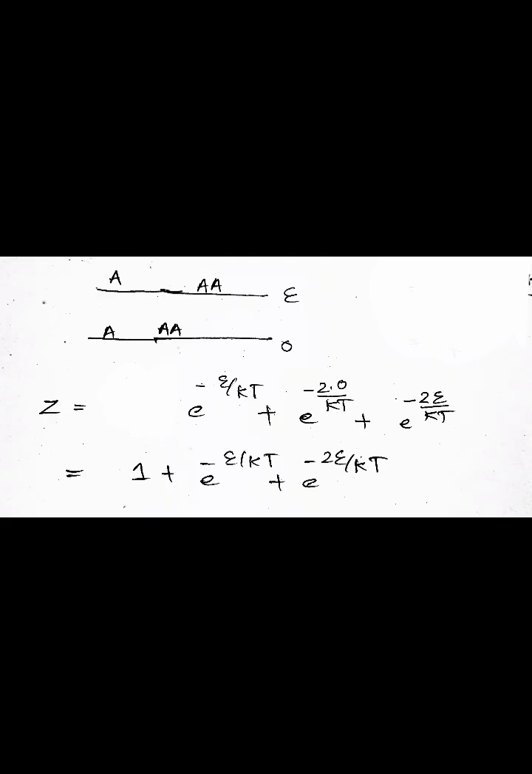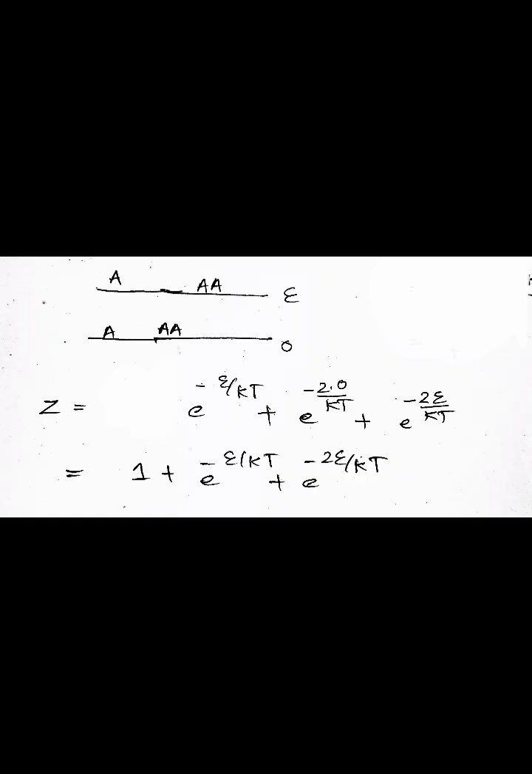For the first possibility, the partition function can be written as e raised to minus E by kT. For the second possibility, that means when both the Bose particles stay in the 0 energy level, the partition function is e raised to minus 2 into 0 by kT. Then for the third possibility, the partition function is e raised to minus 2E by kT. So the partition function is equal to e^(-E/kT) plus e^(-2·0/kT) plus e^(-2E/kT). So this is equal to 1 plus e^(-E/kT) plus e^(-2E/kT).